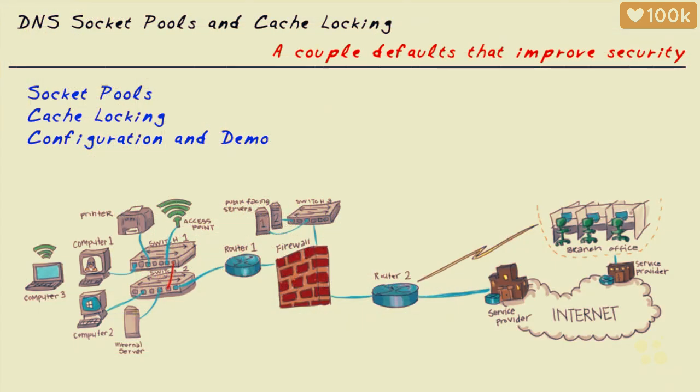So in this nugget, we did 3 basic things. We took a look at how to both view and change socket pools as well as cache locking, along with what those features do. We also took a look at some additional commands that we can use to verify our DNSSEC implementation we did in our previous nugget.